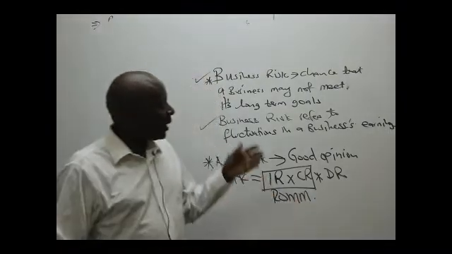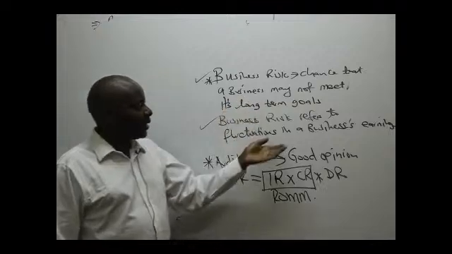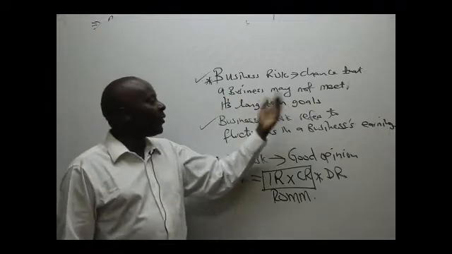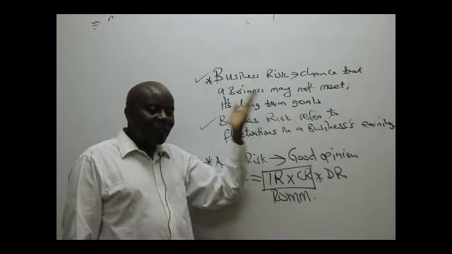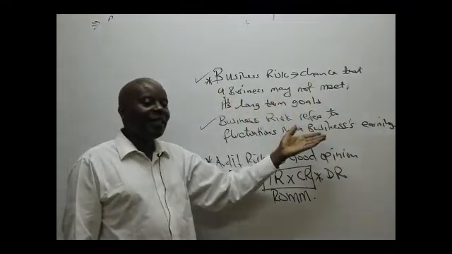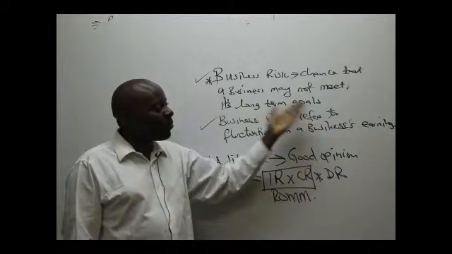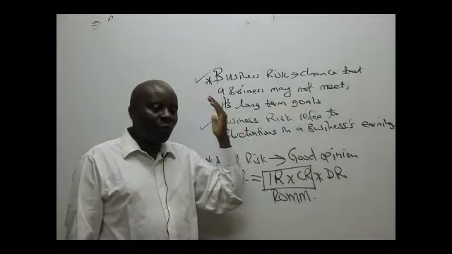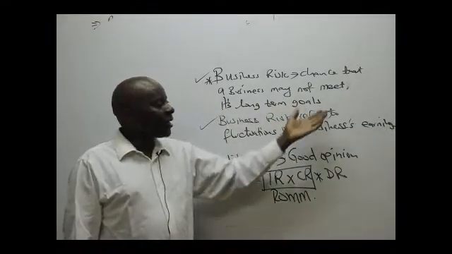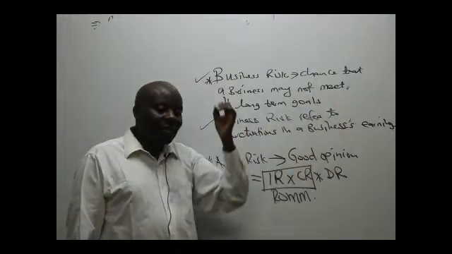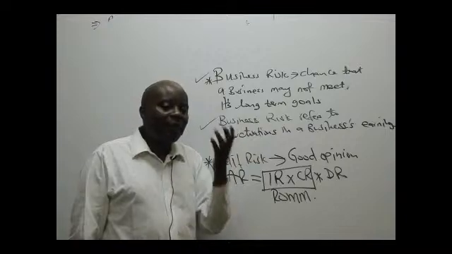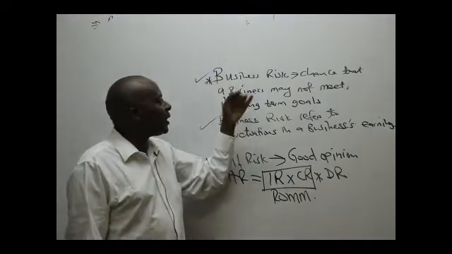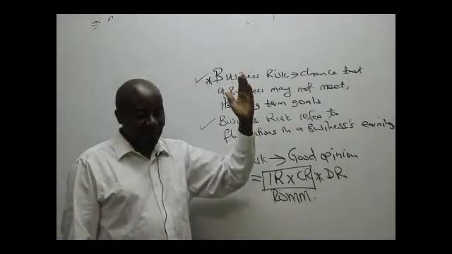So again, a quick reminder, we've just said that business risk is a chance that a business may not be able to meet its long-term goals. Remember, the long-term objective of any of these entities is to maximize profits. So if you're not able to meet this kind of a goal, then that is a business risk.